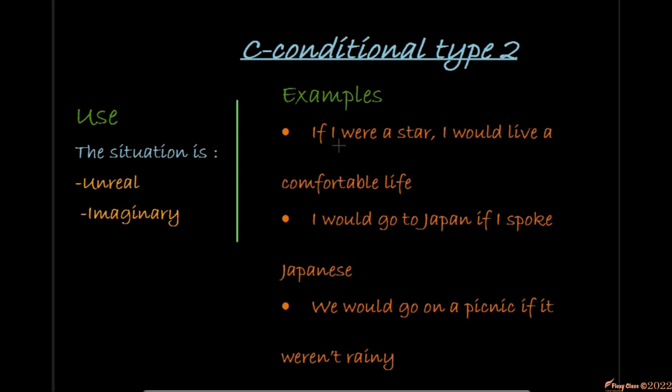الفورم ديال هاد الكونديشنال كان عندنا simple past وفي if clause وكيكون عندنا would plus the infinitive of the verb. Okay. So إلا كان عندنا simple past هنا في هاد if clause هنايا خصنا نديرو would plus the infinitive. So if I were a star I would live a comfortable life.